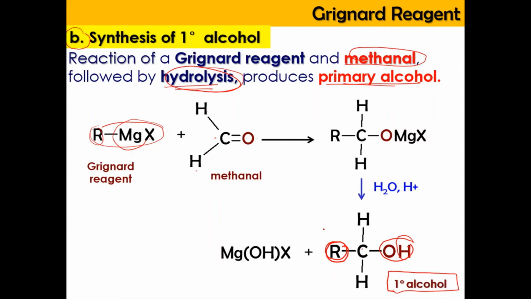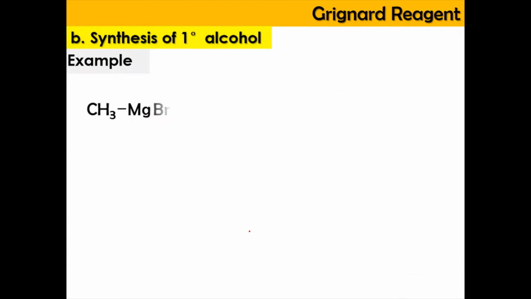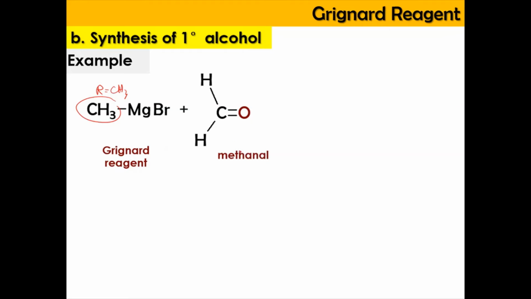So this is the general example. Now we're going to look into the specific example. Let's say our R here is going to be CH3. Okay, so the same thing, the Grignard reagent is reacting with methanal, where the carbonyl is attached with two hydrogens.